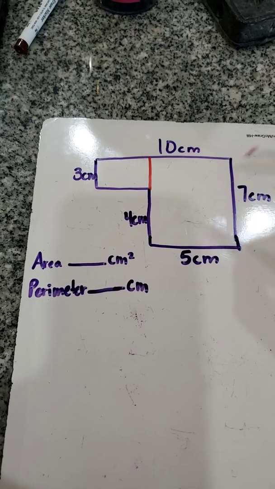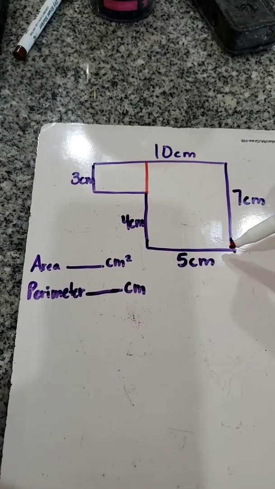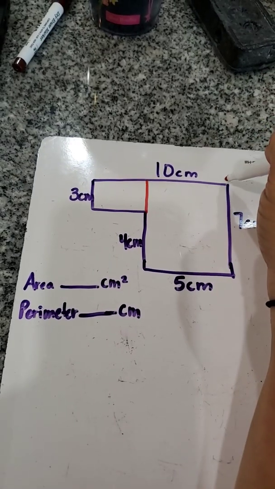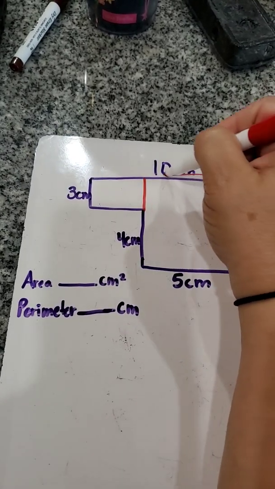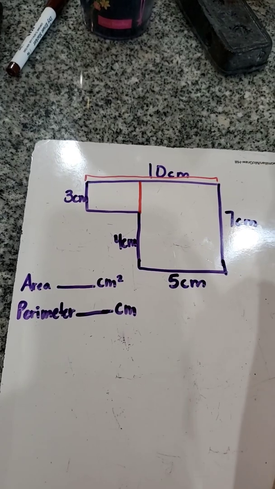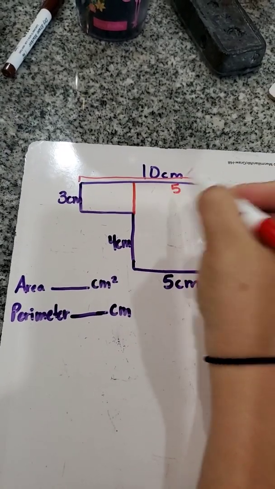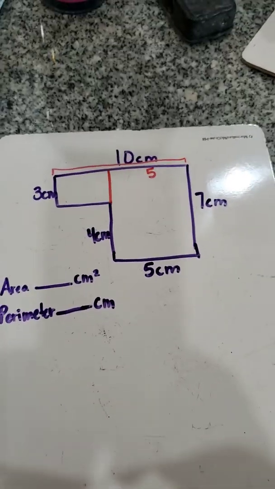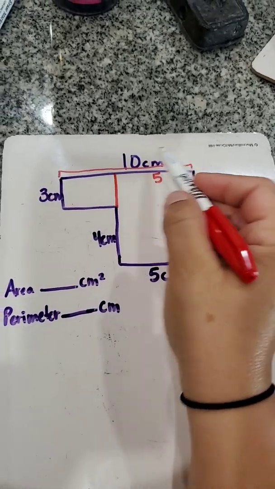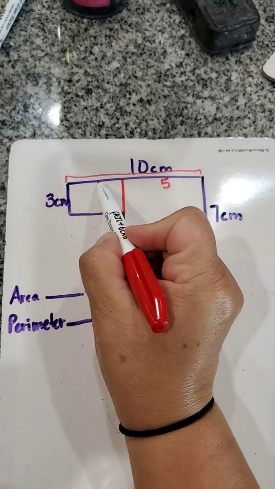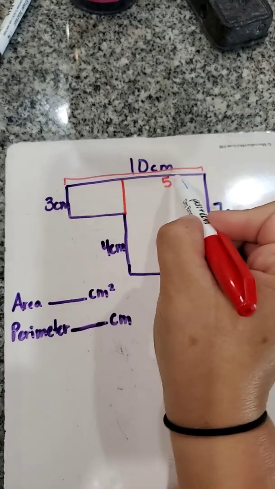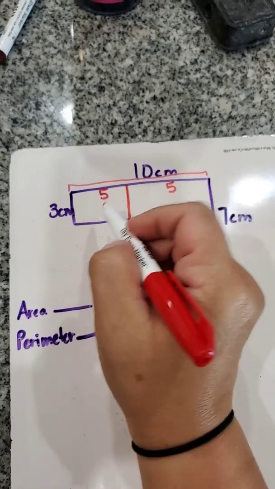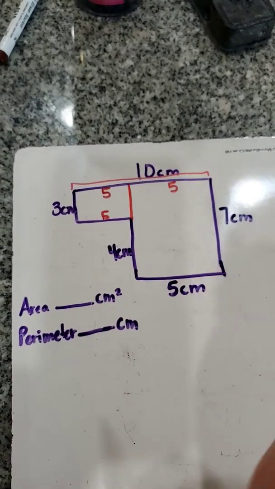Now you're thinking, but this says this is 5 and this says 10. That's correct. This 10 is for this whole length. So we know this is 5. So if this is 5 and this whole length is 10, then what must this length be? What plus 5 is 10? 5. So if this is 5, this must be 5.